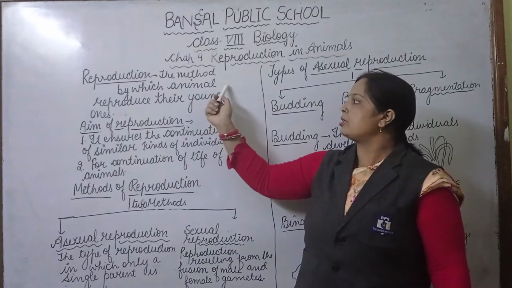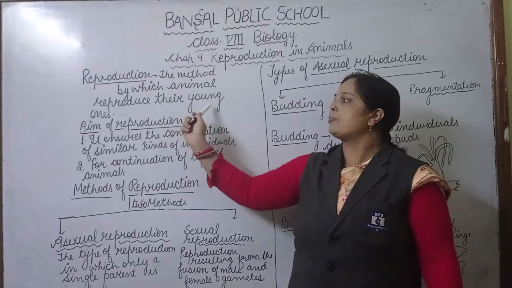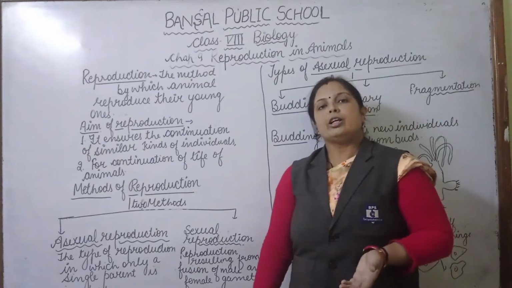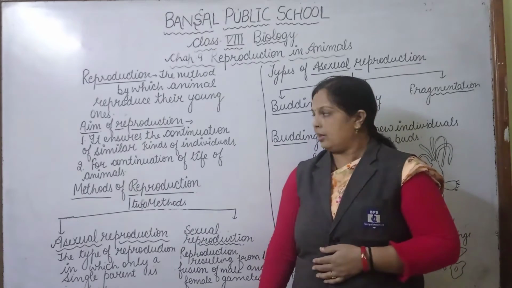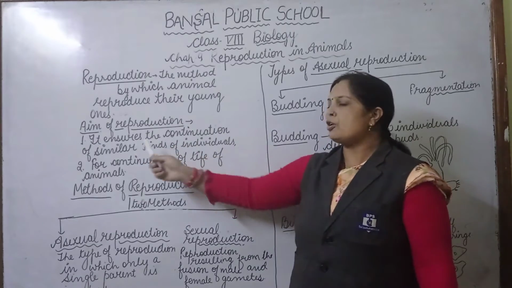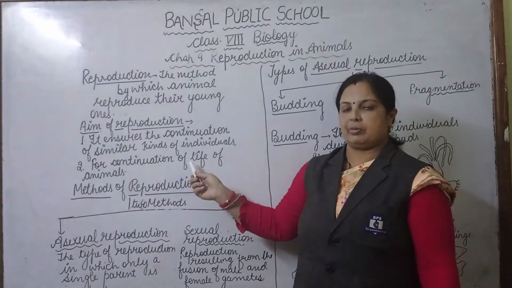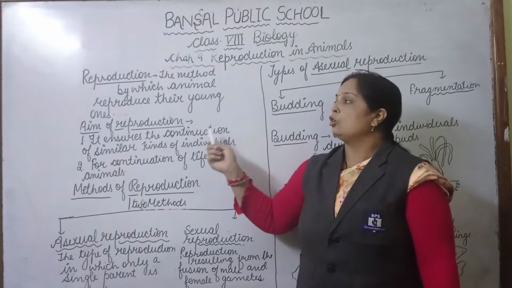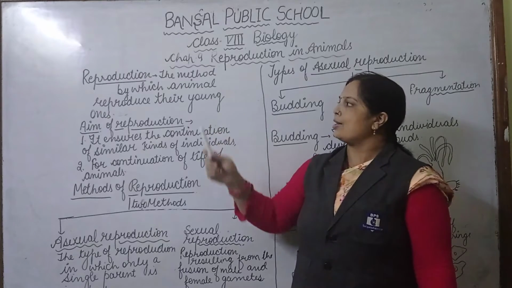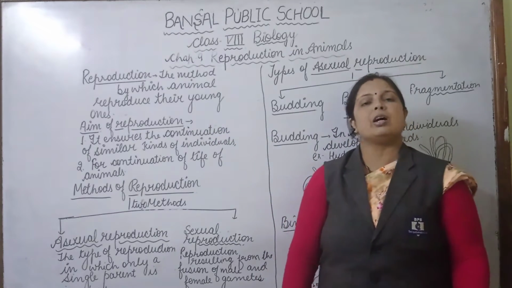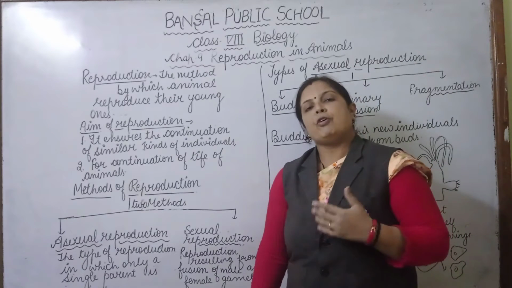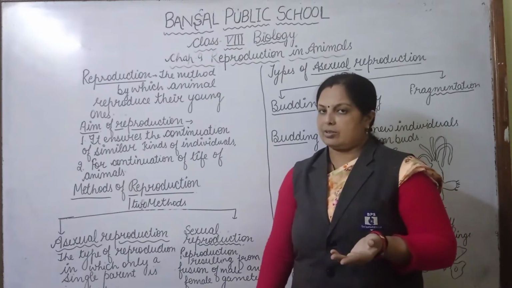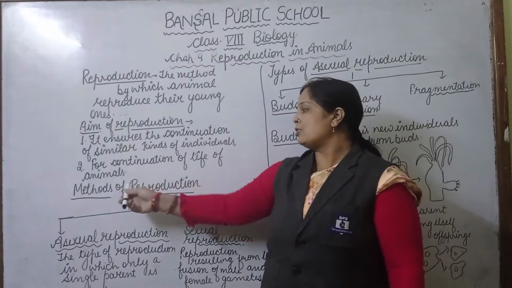Reproduction is a procedure or method by which animals reproduce their young ones. That means reproduction is a procedure in which organisms produce their offspring. Clear? Reproduction ensures the continuation of similar kinds of individuals, for the continuation of life of animals. Both are aims of reproduction. It is a procedure which forms a continuation, generation after generation, as they produce their young ones. Clear? And what are the methods of reproduction?